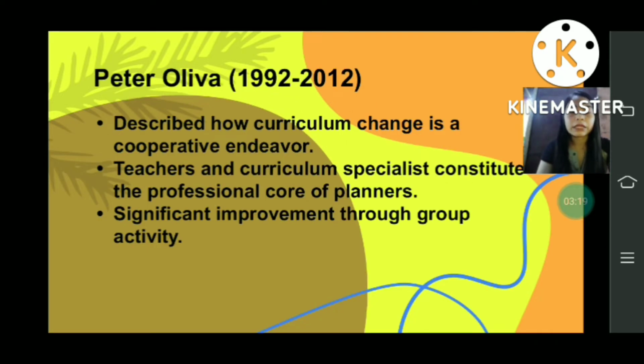And also Peter Oliva described how curriculum change is a cooperative endeavor. Teachers and curriculum specialists constitute the professional core of planners. Significant improvement comes through group activity.